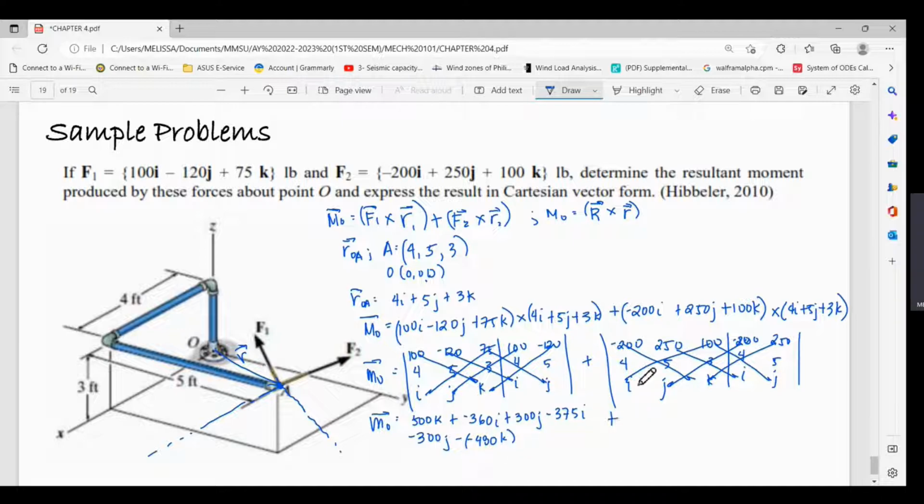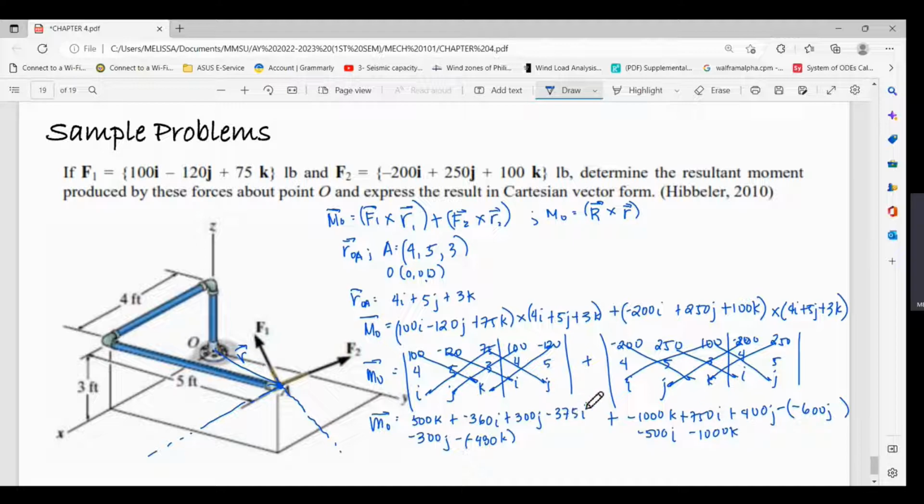Tapos dito naman plus dito rin we have negative 1000K. Tapos dito plus 750I plus 400J. Tapos dito negative 600 minus negative 600J. Ay, nandito na ako. Dito pa pala. Pagpasensya nyo ng sulat ko, no? Maliit kasi itong ating space. So, inuna ko to. Pwede ito. Nakalimutan ko. So, we have negative 500I. Tapos dito we have minus 1000K.